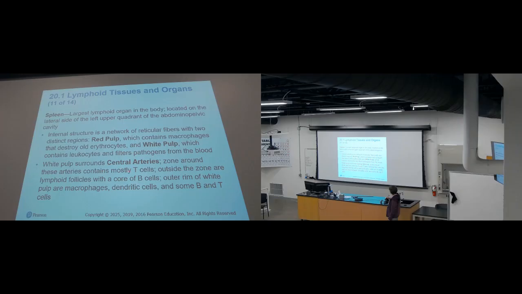And now, within the white pulp, we have a central artery, and it's around this central artery where we have mostly T cells. T cells are specifically dedicated to kill viruses, bacteria, so cytotoxic T cells, for example. And then outside of these T cells, we have core B cells surrounding these T cells in what we call the lymphoid follicles. And now, outside of these core B cells, we have macrophages, dendritic cells, and some B and T cells. So you have the central artery, then T cells, B cells, and then macrophages, dendritic cells, and sometimes B and T cells. So that's what makes this white pulp.